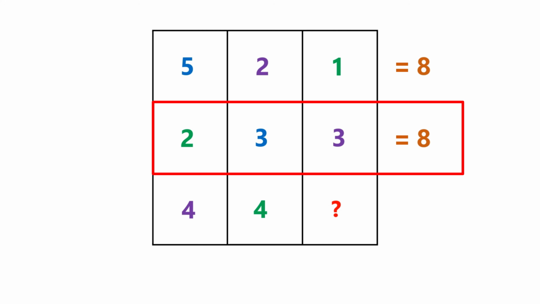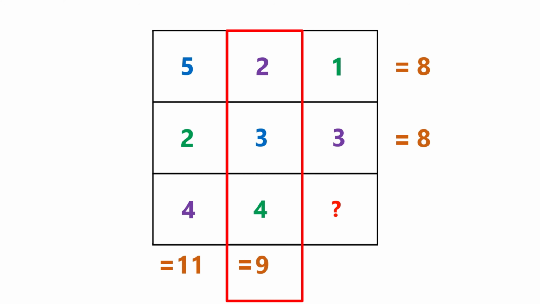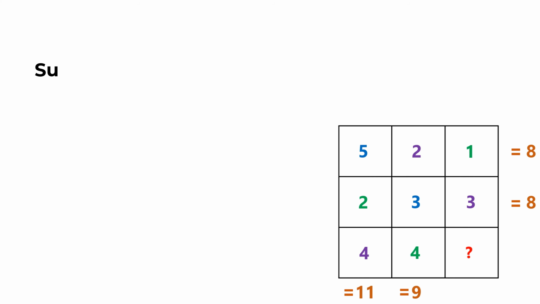Let's look if there is a pattern for the columns that have full sets of numbers. 5 plus 2 plus 4 equals 11. 2 plus 3 plus 4 equals 9, so there is no pattern. In this case, we can relatively simply use the pattern from the rows. This would allow us to calculate the third row.